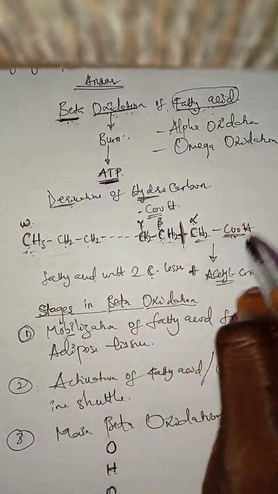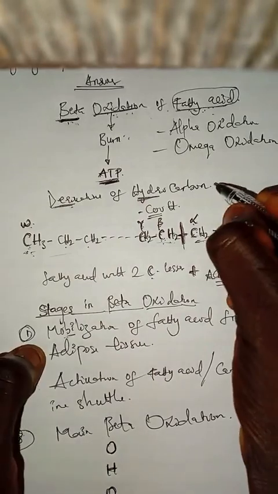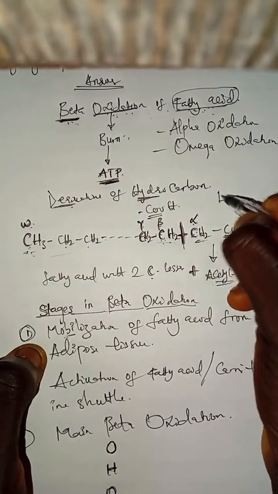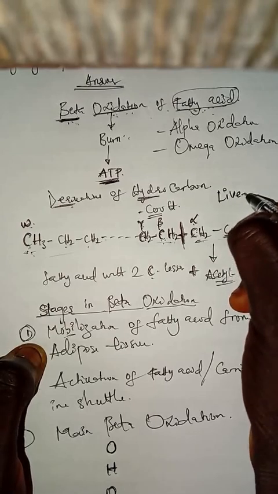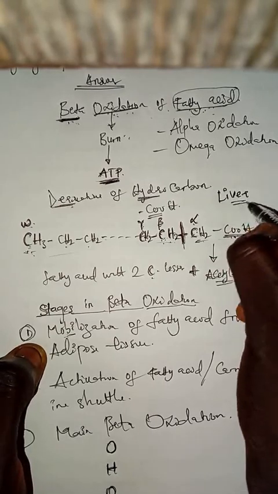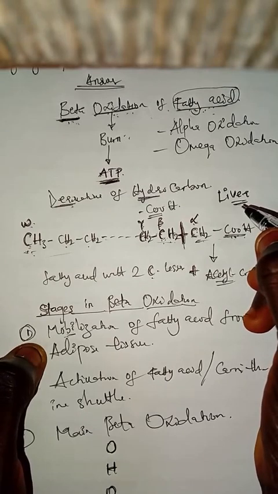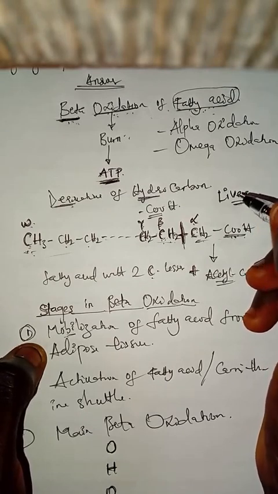Where does beta oxidation take place? It takes place majorly in the liver. So you write it here. In the next video, I'll go into it properly. Beta oxidation takes place majorly in the liver. You get it now? All right, so that is it.